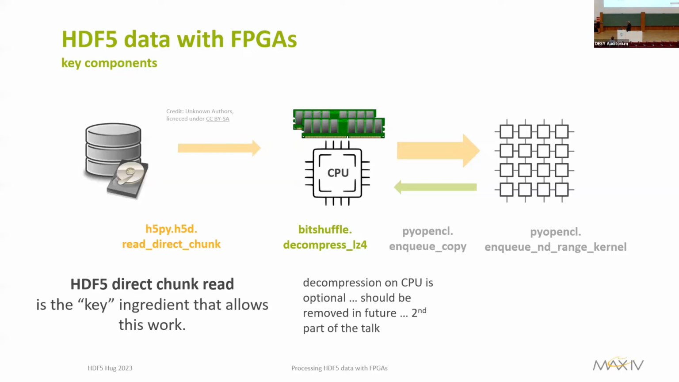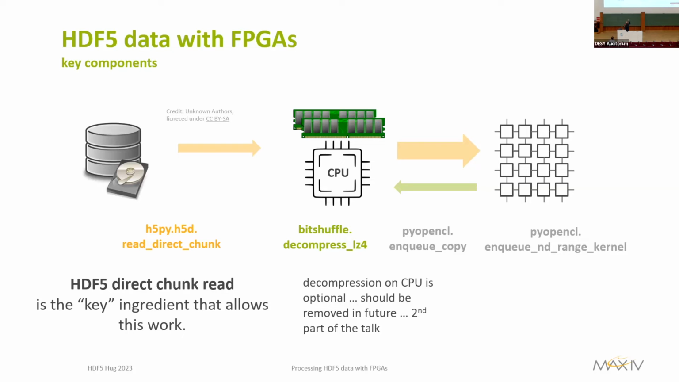So at the end, I am doing a very similar thing to the previous speaker. I'm usually reading with h5py, H5D. I'm using read direct chunk to read data. On the CPU, I am optionally using bitshuffle and LZ4 decompression, and then I'm using PyOpenCL enqueue copy and enqueue NDRange kernel. So it's PyOpenCL together with Python and h5py. And HDF5 direct chunk read is the key ingredient that allows this to work.